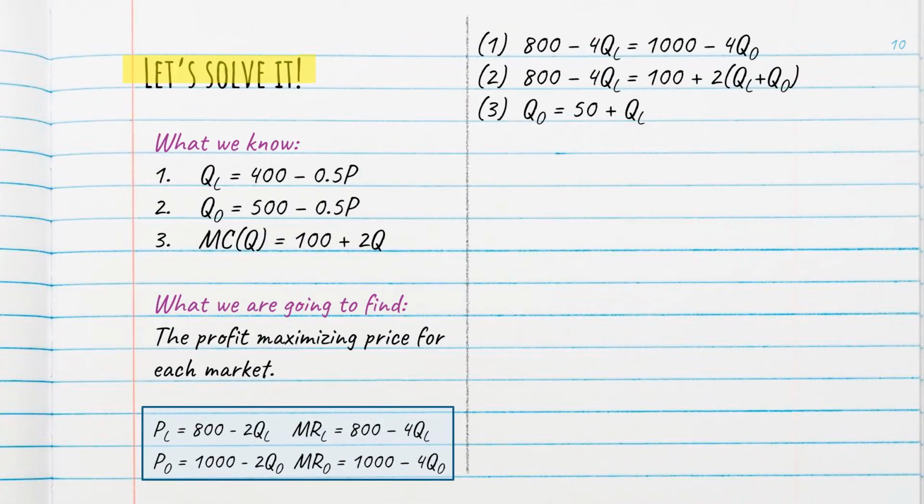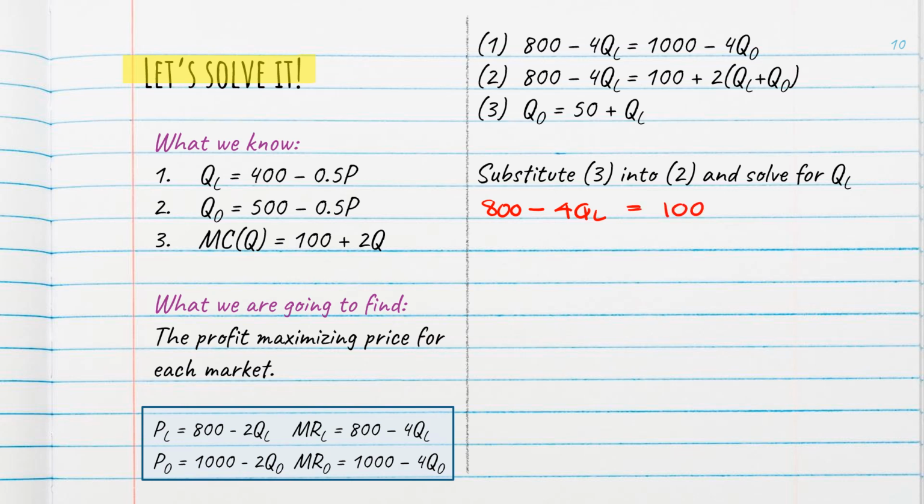Now we are going to take that equation 3 that we just solved for, and we're going to substitute it into equation 2, eliminating QO and allowing us to solve for QL. This is going to take quite a bit of algebra, but we can do it. So we have 800 minus 4QL is equal to 100 plus 2 times QL plus QO, where QO is 50 plus QL.